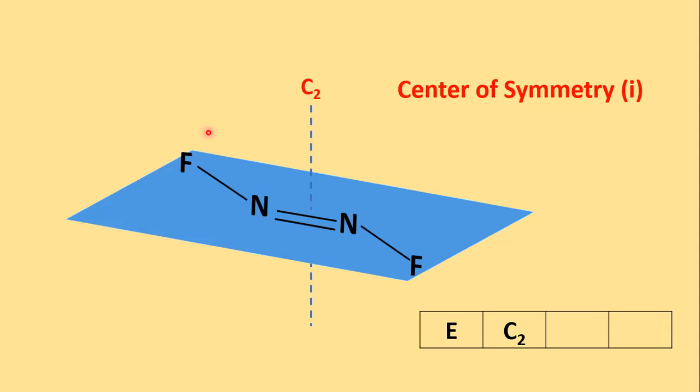Next we come to center of symmetry. This is the imaginary center. If we draw a line in one direction, we get fluorine atom. If we draw a line in opposite direction, we get the fluorine atom once again, and so the center of symmetry is present.